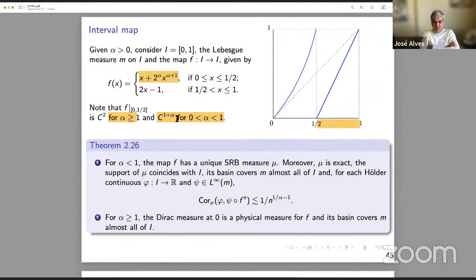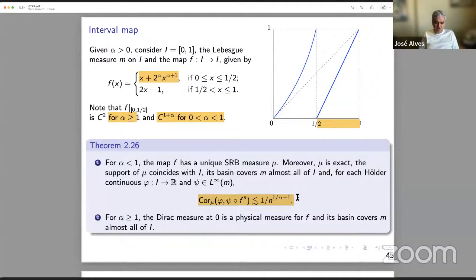And for each Hölder continuous map and observable psi, we have this decay of correlation. See that for alpha smaller than 1, we have n to the power alpha minus 1. Alpha minus 1 is smaller than zero, and so we have this decaying to zero. So we have this relation between the exponent and the decay of correlation. And there are results which say that this is the best we can achieve in this situation. Results due to Hu and Gouëzel say that this is the best we can achieve.